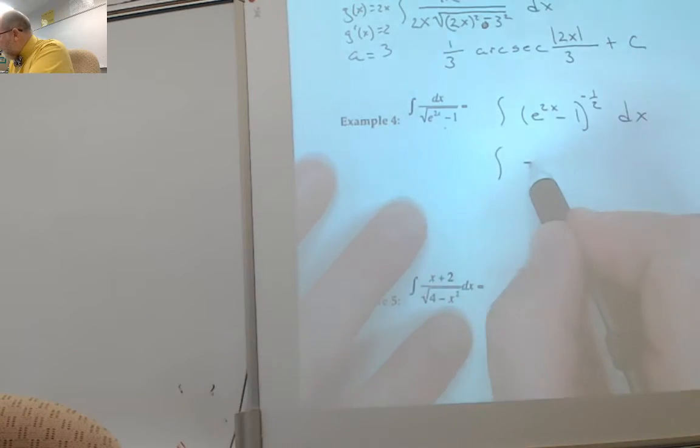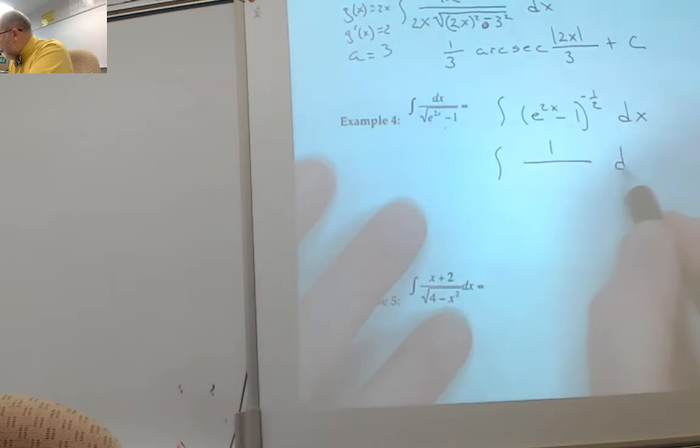So I'm going to have this. I got 1. I got dx. I got the square root. I got e to the x squared minus 1.